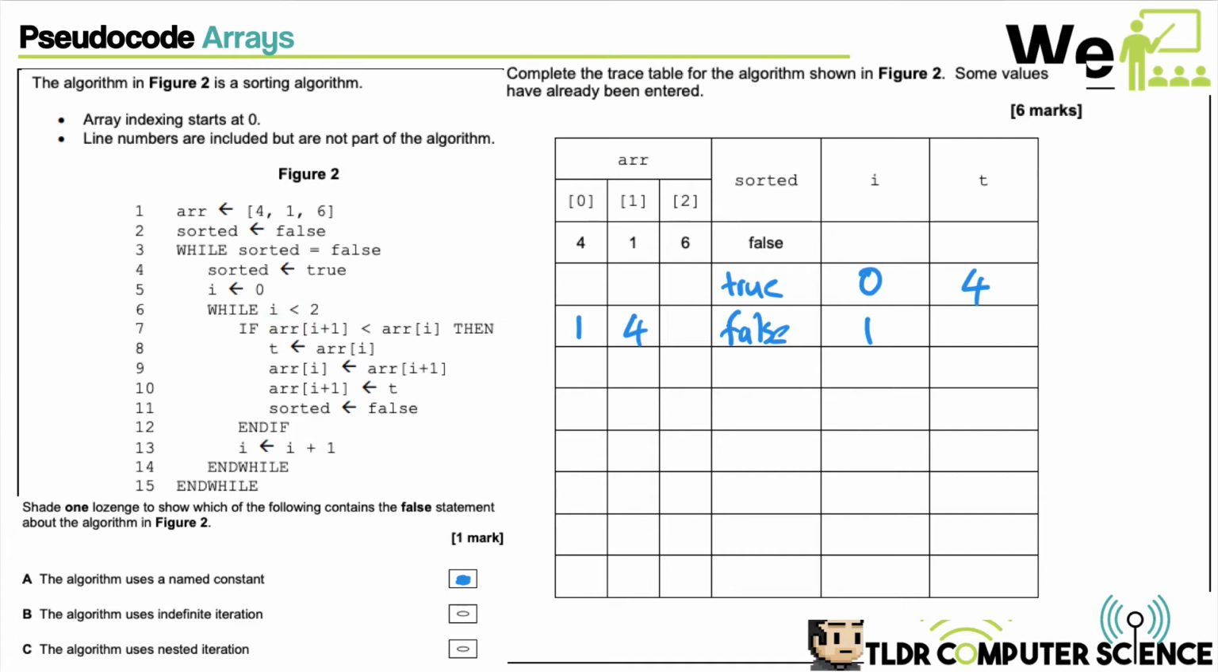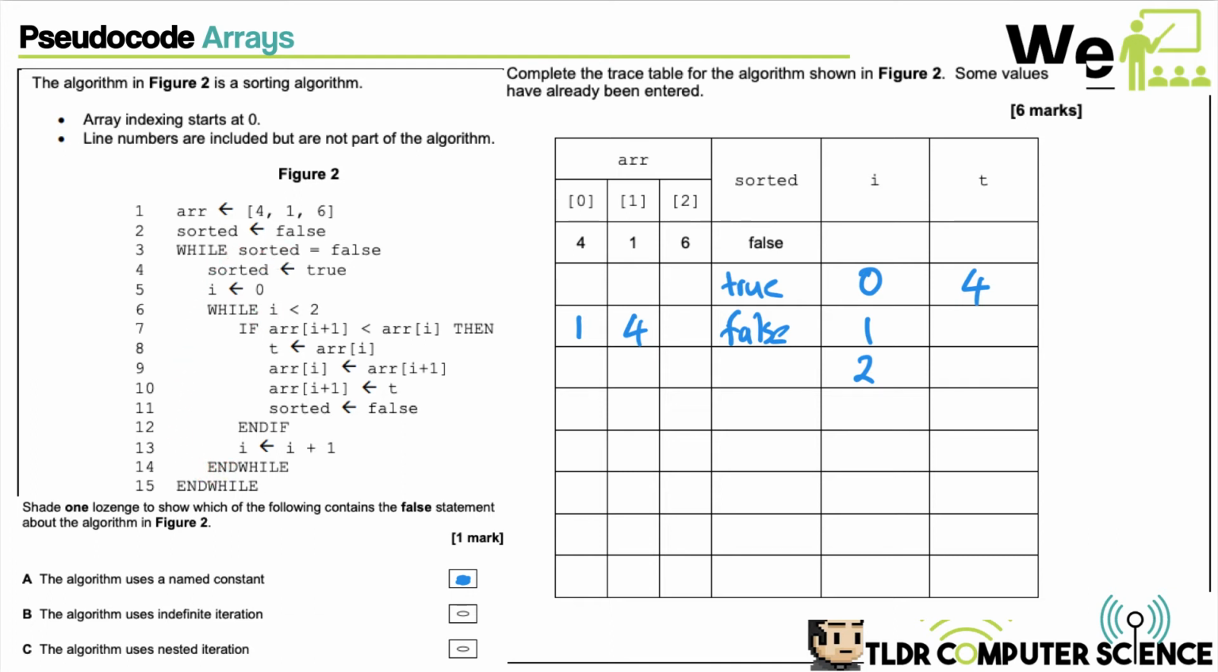So I is 1, so 1 plus 1 is 2. So array at position 2, so 6. Is 6 less than 4? 6 is not less than 4, so you don't do any of that. And if, I becomes 2. And then it says, end while, come back in here, is 2 less than 2? 2 is not less than 2, so that while loop stops, so I come back to here.